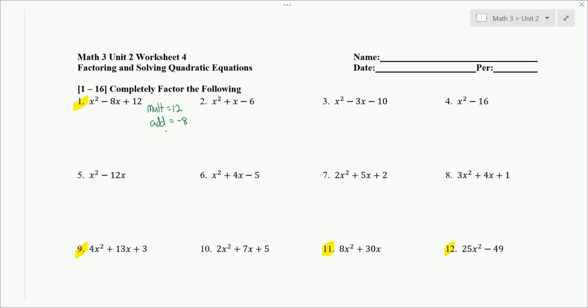That gives you positive 12 when you multiply it, but adds up to -8. So that's what we want, -2 and -6. And so this thing's going to factor to x minus 2 times x minus 6. That's our answer.